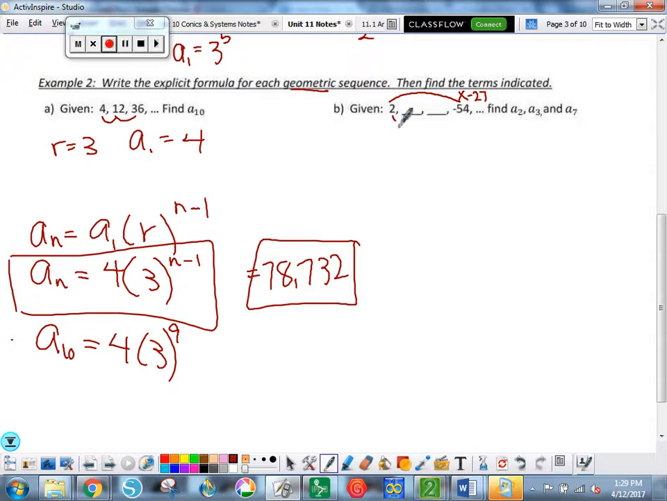Now how many jumps does it take to get from the 2 to the negative 54? So r times r times r would be negative 27. From that, can you figure out what the common ratio is? What is it? So take the cube root. And my common ratio is negative 3.